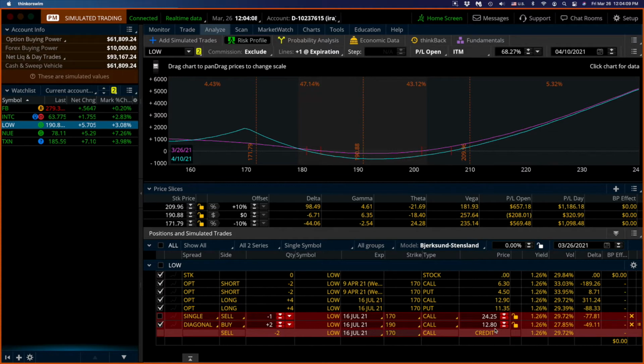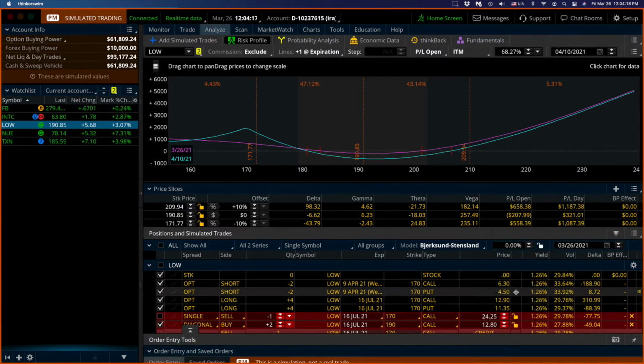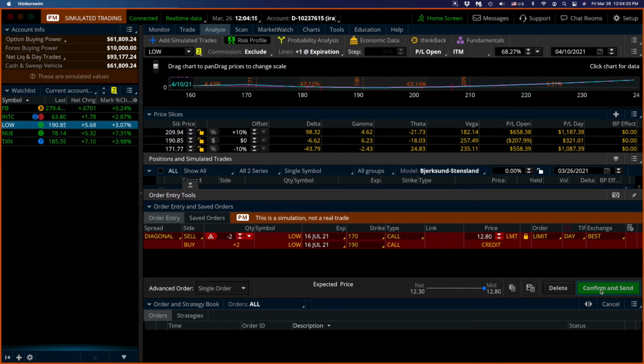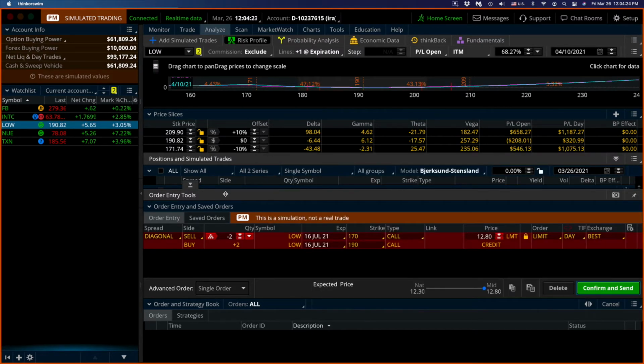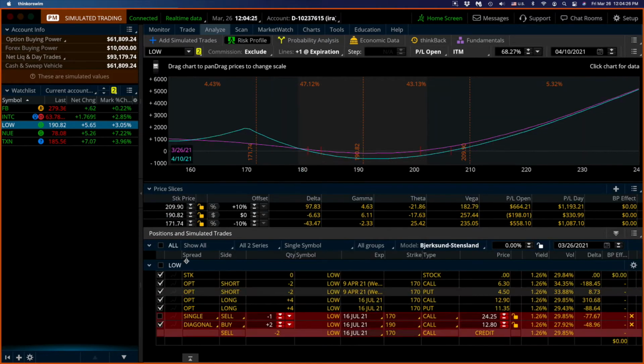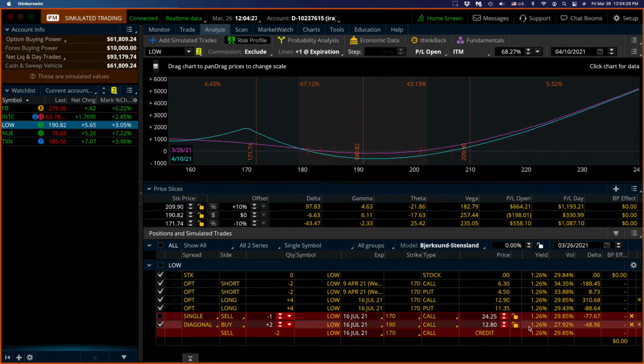12.80 times 100 times 2, so it's times 200, so you get about $2,500, I think, $2,560. Not good in math. So anyway, that's what we want to do. That's what we could do. It's one of the things we could do.